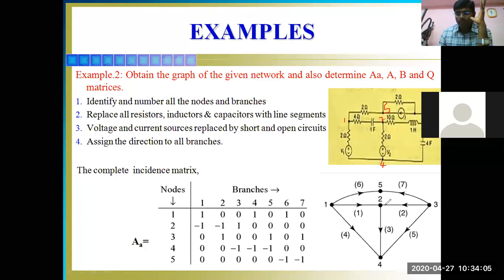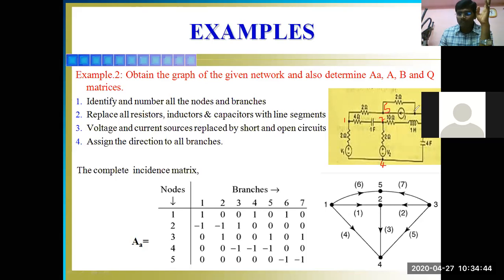1 to 2. Again, from 2 to 4, there is a voltage source in series with 2 ohm. So this should be a short circuit, so 2 to 4 is another line. And 2 to 3, again there is a connection through two series elements, so treat this as one branch. And again 3 to 4, there should be one line, 3 to 4. And coming to 1 to 5, there is one line, because the 2 ohm is connected, replace.